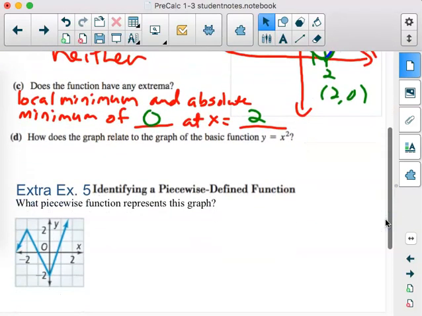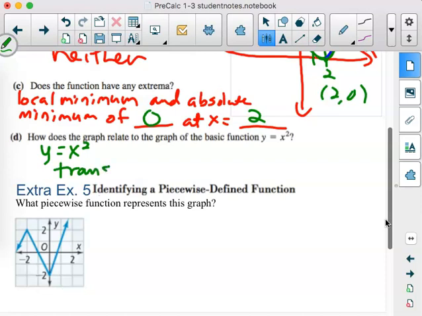D says, how does the graph relate to the graph of that basic function y equals x squared? That's what we want to be able to do. We want to look at it and say, this was x squared, but they did something to it. And what they did was they translated the graph 2 units to the right.